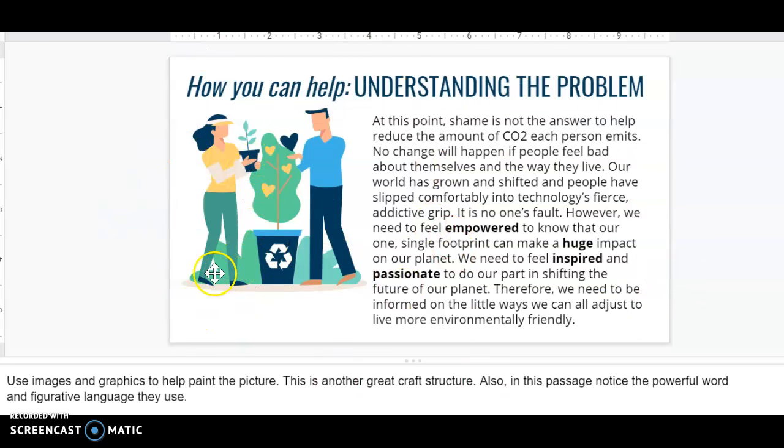Okay, down here again we have some nice graphics. How can you help? Understanding the problem. So again, it's asking me as the reader or as the audience how I can be involved. There's also very nice craft structure in this slide. So if you read it carefully, you can see that again, it's talking to you. It starts by saying, at this point, no shame is not the answer to help reduce the amount of CO2 that each person emits. No change will happen if people feel bad about themselves and the way they live life. So that is going through some craft structure techniques there. It's not just presenting information, it's talking to the reader, it's using their voice, it's using their writing skills, and there's some powerful word choice and even some figurative language if we go down here about how we can help.